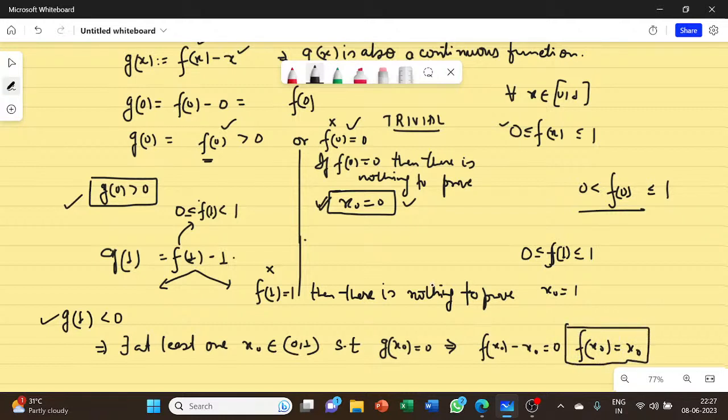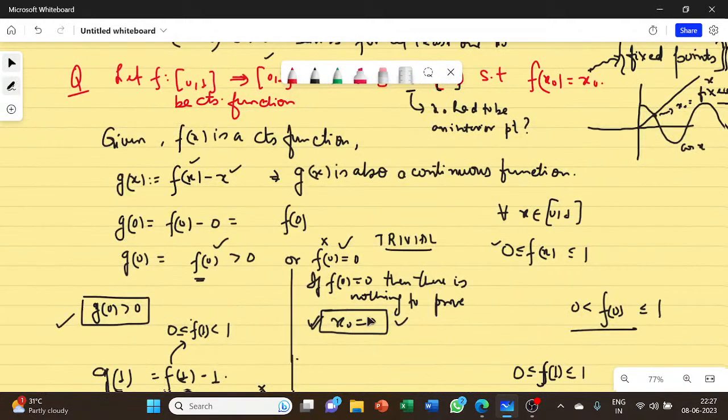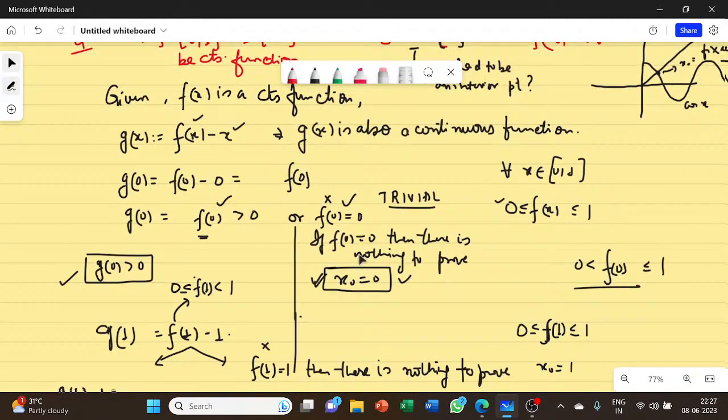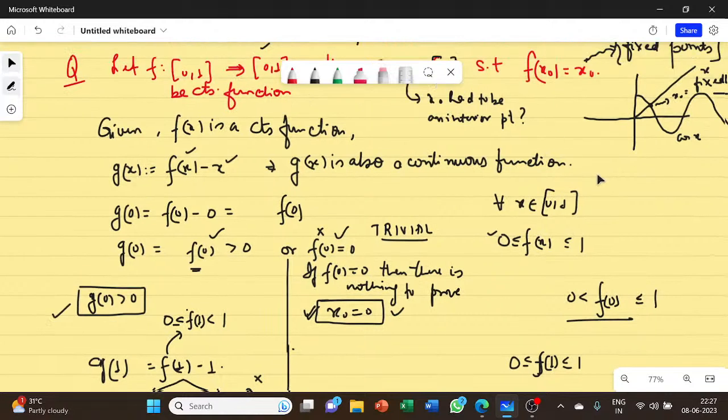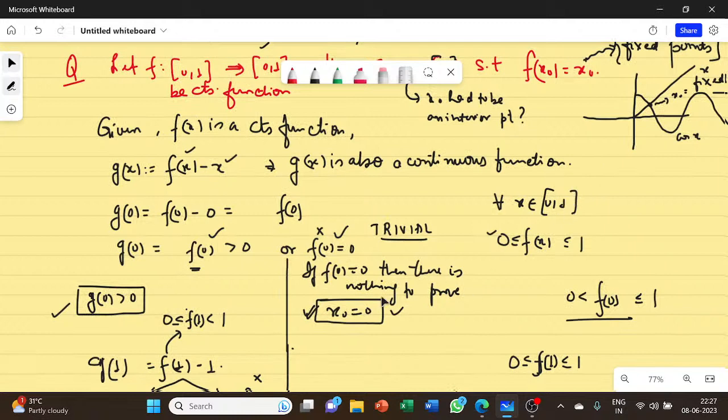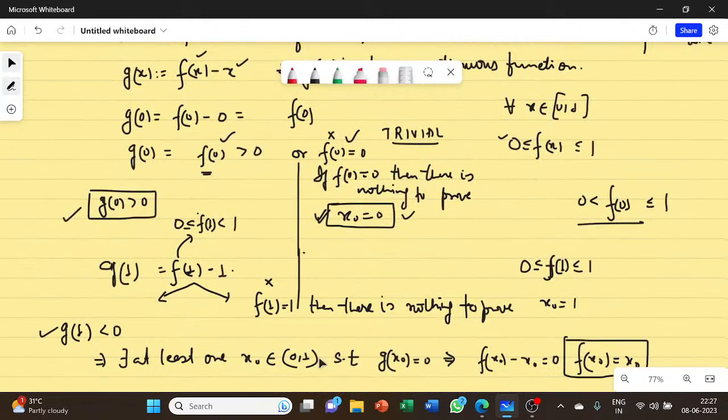So I slightly modified the question in order to accommodate these two cases also. However, these two cases are like if f of 0 equals 0, then there is nothing to prove. So therefore it does not involve the intermediate value property. Here it involves the intermediate value property.